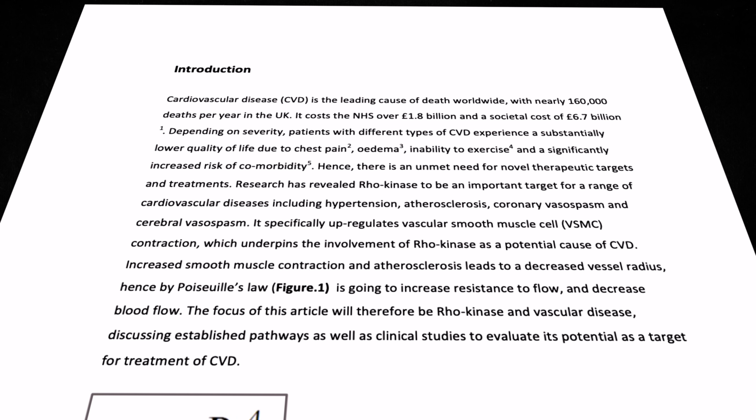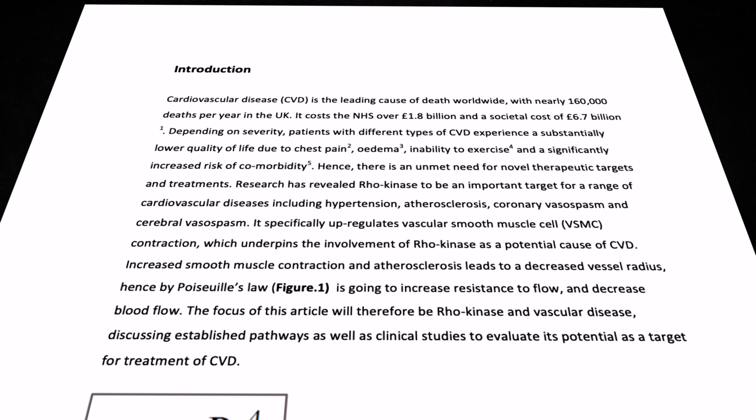But that's all on a societal level. What happens at an individual level? And then we moved on to saying it leads to a lower quality of life, it leads to chest pain, it leads to edema, it leads to inability to exercise. So now we've introduced the problem, right? Once you've introduced the problem, it's time to slide in the solution, because that's how a story works, right? You've got a beginning, you've got the middle, and the middle is usually a challenge or a problem, and then at the end you've got the resolution, or in this case the solution.